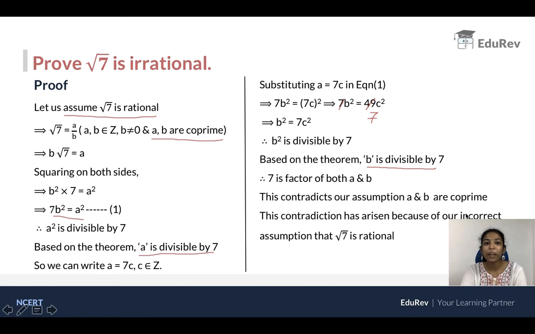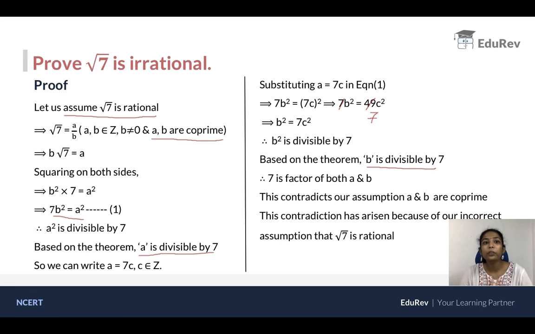Because the assumption we have made, that A and B are co-primes, is contradicting, and this is only happening because our assumption was wrong. We haven't gone wrong in any one of these steps that we have written here. So I hope it is clear.